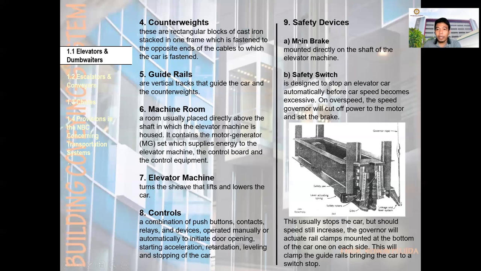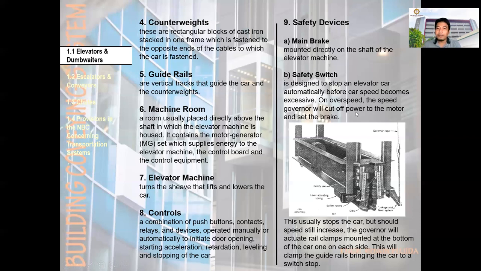So we have also safety devices. In elevators, there should be a main brake and a safety brake. Okay. So for the main brake, it is mounted directly on the shaft of the elevator machine. I think this is the elevator brake, no? And then also we have a safety switch. It is designed to stop an elevator car automatically before car speed becomes excessive.